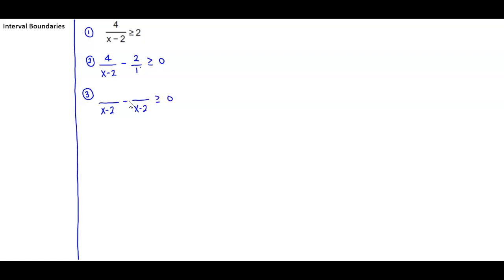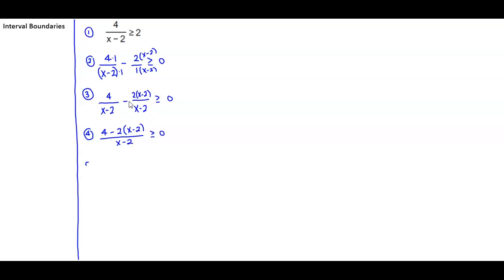So what do we need to multiply by 1 to get x minus 2? Well, that's x minus 2. And so we have to do the same thing to the numerator, so that becomes 2 times x minus 2. On the left side here, x minus 2 times 1 gives you that x minus 2, and then 4 times 1 is 4. Now, in step number 4, we have 4 minus 2 times x minus 2 over x minus 2, and that's greater than or equal to 0.